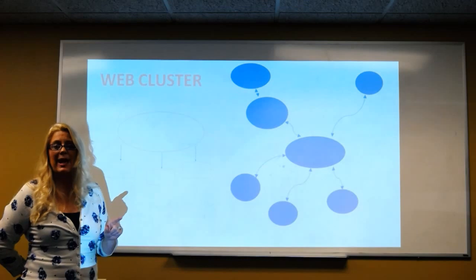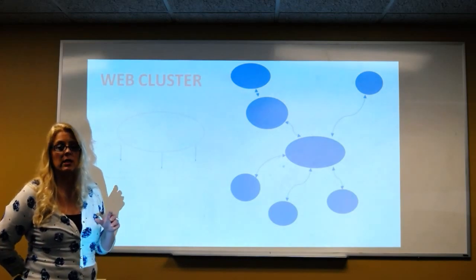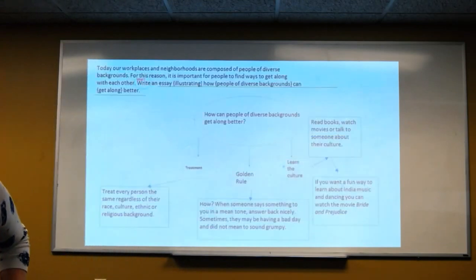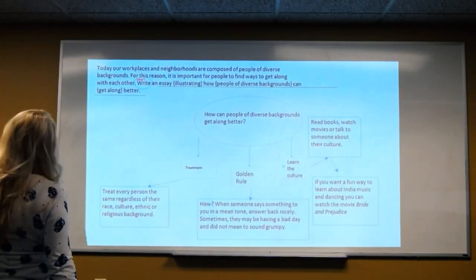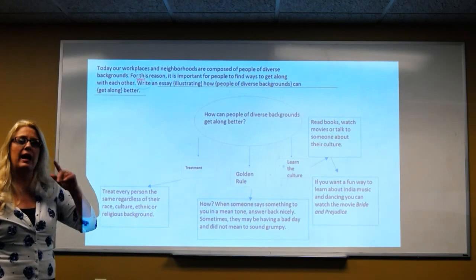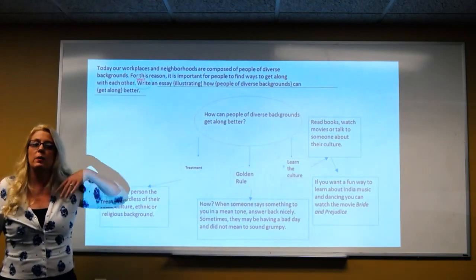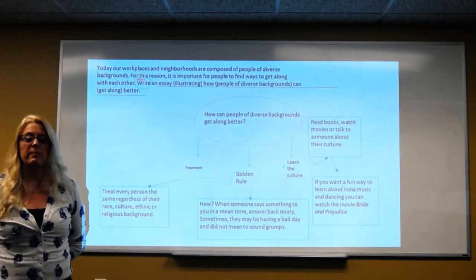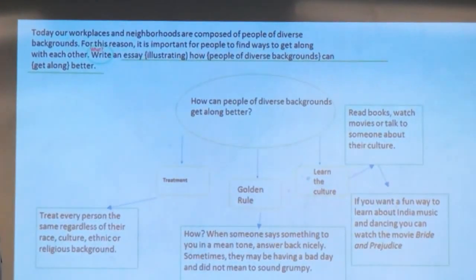So now let's look at a sample deconstructed prompt. I did this one for 8th grade, but we're going to break it down just so you can see how it moves. I have the prompt here, and the prompt says, today our workplaces and neighborhoods are comprised of people of diverse backgrounds. For this reason, it is important for people to find ways to get along with each other. Write an essay illustrating how people of diverse backgrounds can get along better.